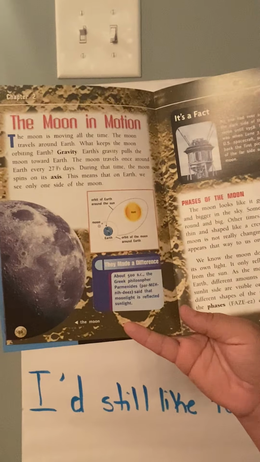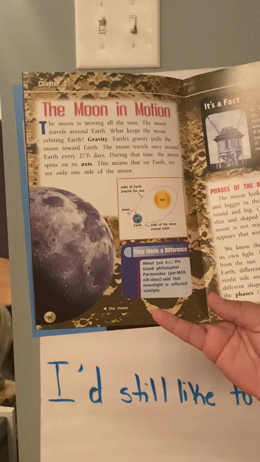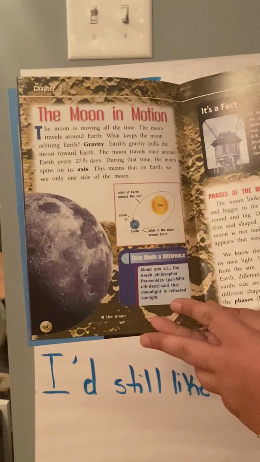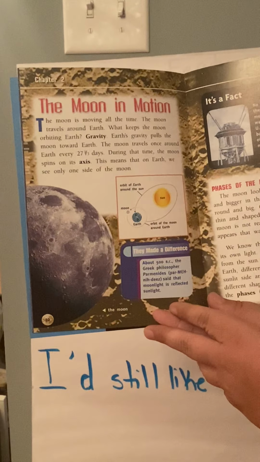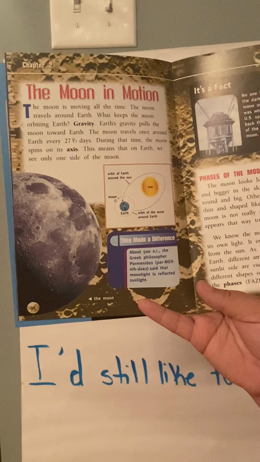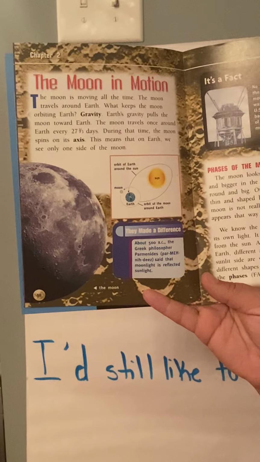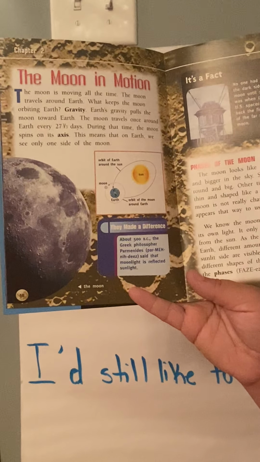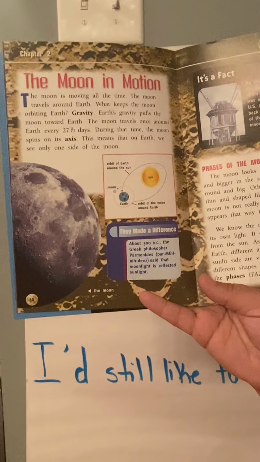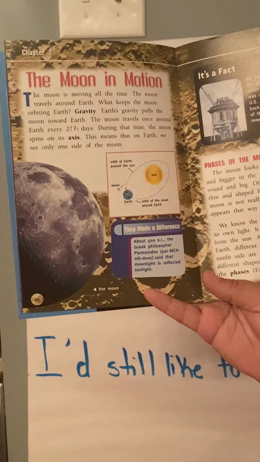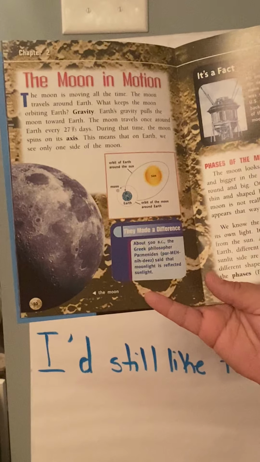The moon is moving all the time. The moon travels around the earth. What keeps the moon orbiting? Gravity. Earth's gravity pulls the moon toward earth. The moon travels once around earth every 27 1/3 days. During that time, the moon spins on its axis. This means that on Earth, we only see one side of the moon.